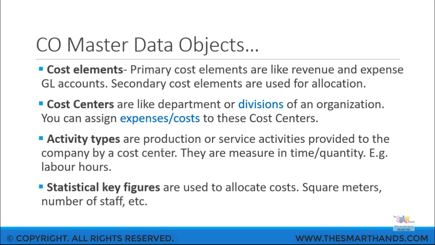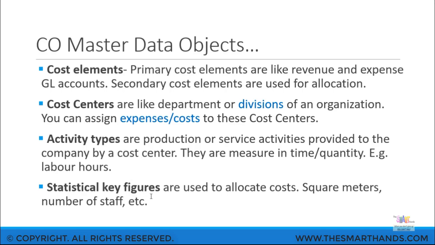Activity types are like production or service activities provided to the company by a cost center. For example, you might want to capture a cost via a type of activity like labor or some other production activity. We'll look at activity types also later in our presentations.